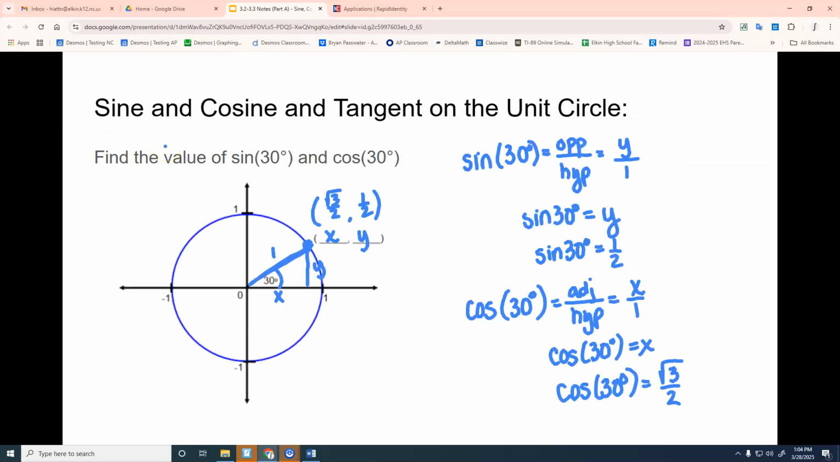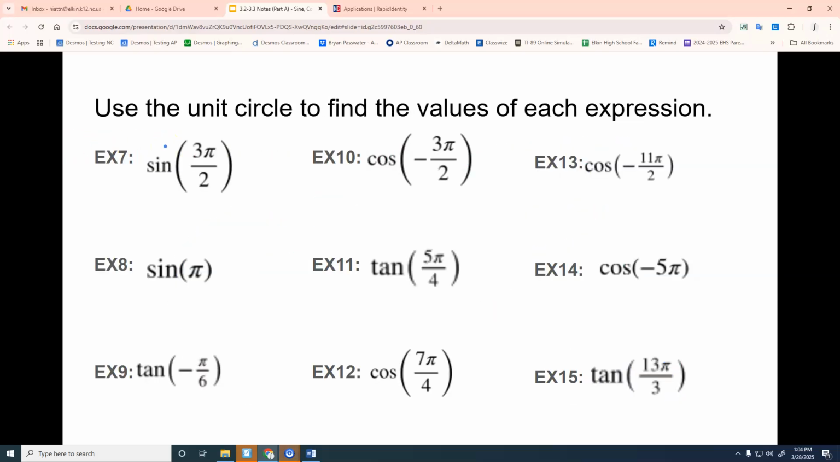For this, I did not put a really important piece of information here. I should have included this one important piece of information before we see if we can do this. I should have said that tangent of theta equals sine of theta divided by cosine of theta.